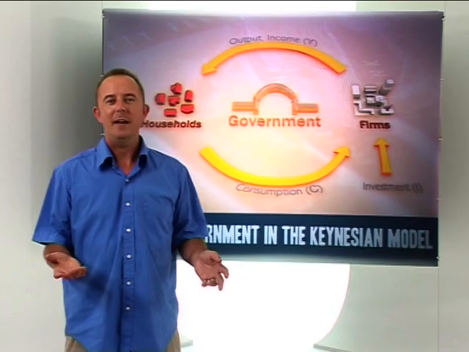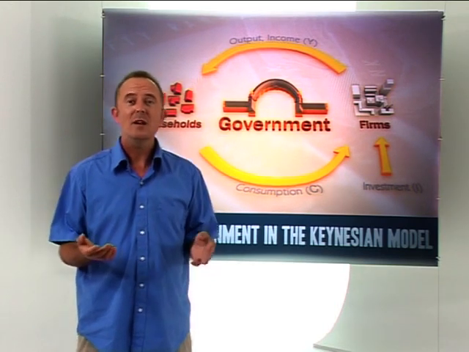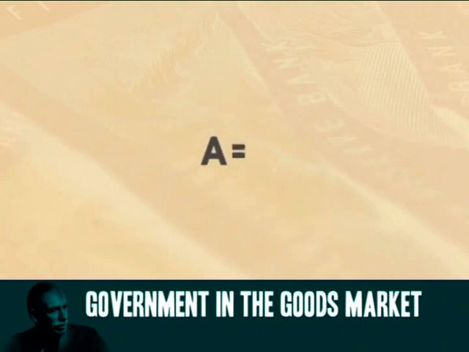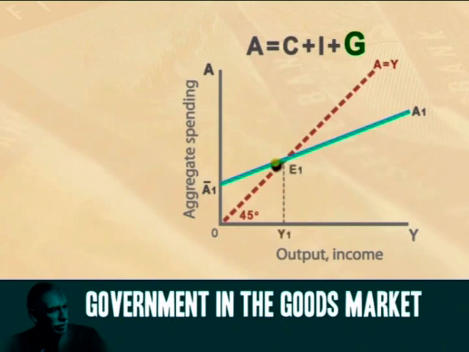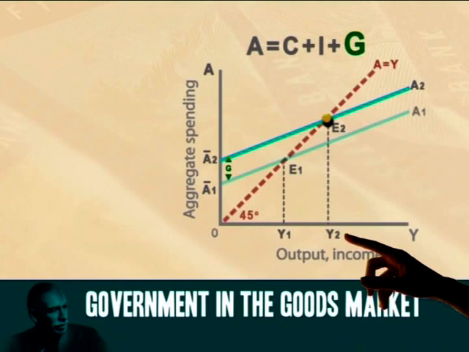To summarise then, what happens when we introduce the government sector to our simple Keynesian model? Well, first, it introduces government spending. Aggregate spending is now consumption spending plus investment plus government spending. Total spending increases, and with it, the equilibrium level of income. The amount of this rise in income is equal to the multiplier times government spending.